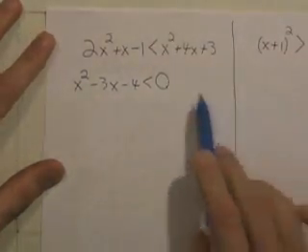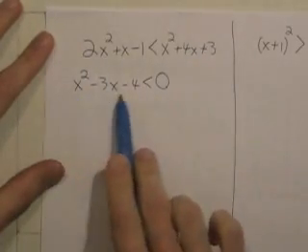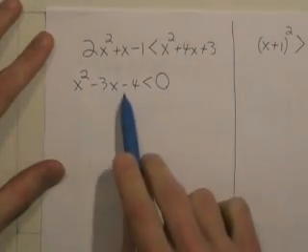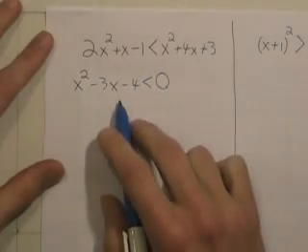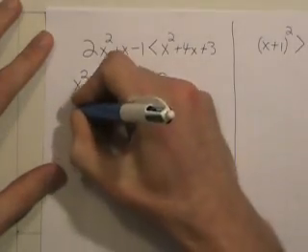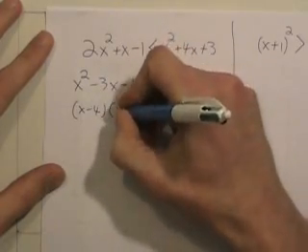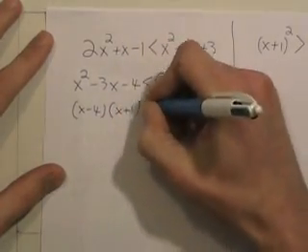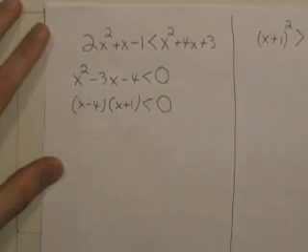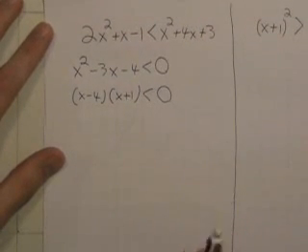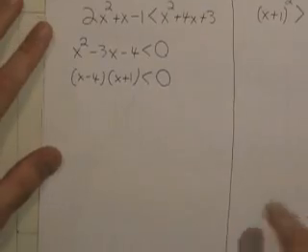So we're looking for values. Anything that solves this will solve this. So I'm looking for values of x that make this statement true. See if we can factor it. It factors into x minus 4, x plus 1, less than 0. So we have it all under control now. All we need to do is know generally what the graph looks like.